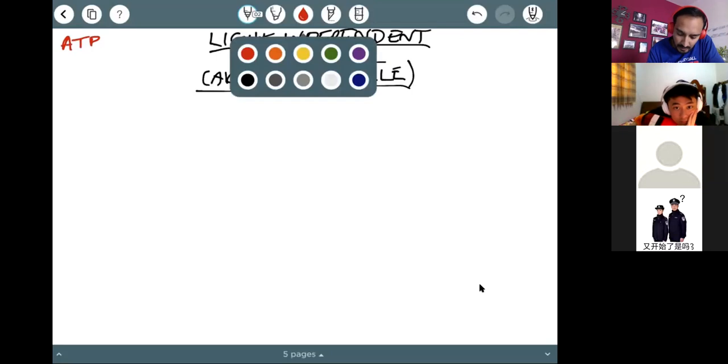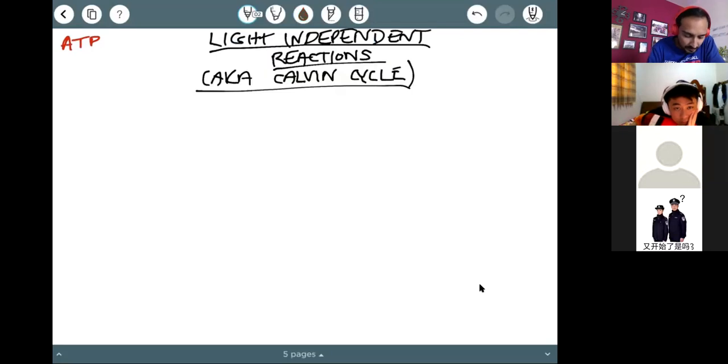I don't remember what color we used. Oh, I think it was gray. So I'm just going to put in the corner here the things that we were able to bring from the light dependent reactions.